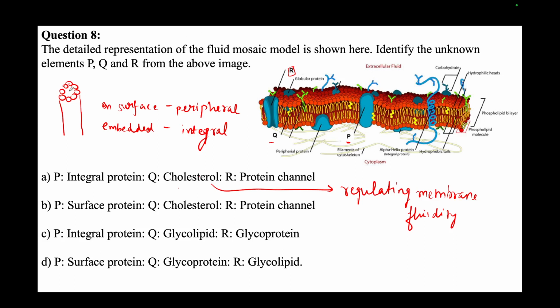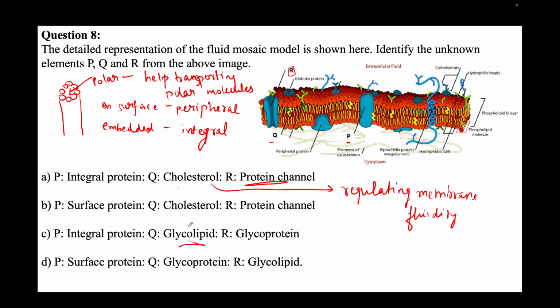So, they form channels where the inner part would be polar and it can help in passing or transporting polar molecules across the membrane. Okay. So, these are channel proteins. Okay, protein channels. Fine, they are making a channel.